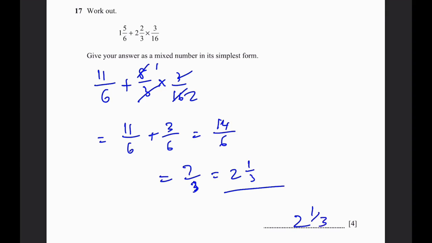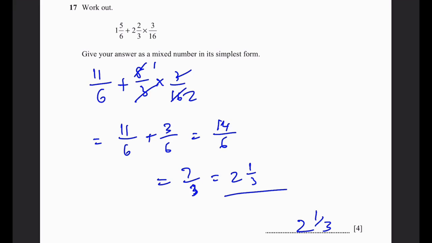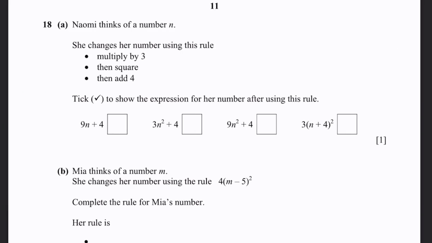That's the answer. By the way, why actually do you think that we are doing multiplication first and not the addition? Because actually, there's something called order of operations, and in that we actually need to do multiplication before addition in any expression if there are no brackets as given here. That's why we've done this first, and we got 11 by 6 plus 3 by 6, which is ending up to be 14 by 6, becomes 2 1 by 3. That's the answer. Question 18. A. Naomi thinks of a number n.